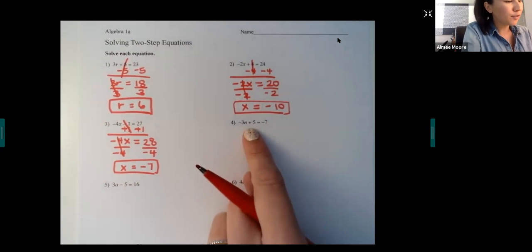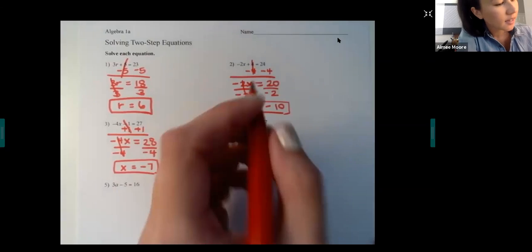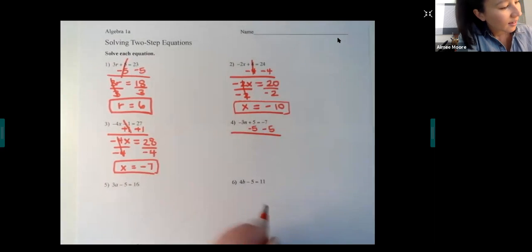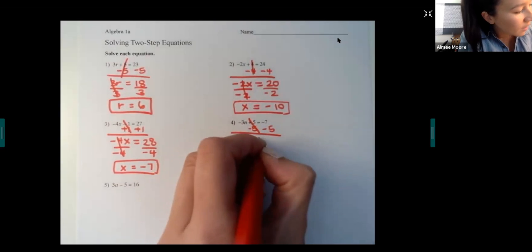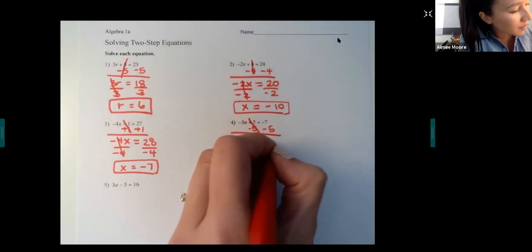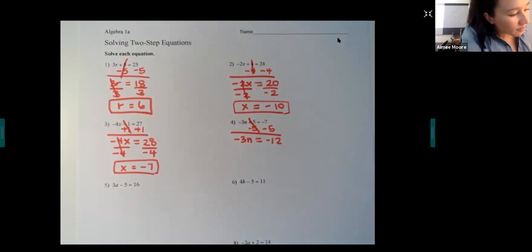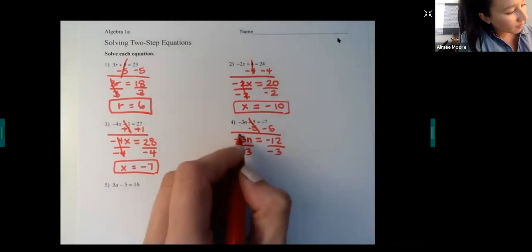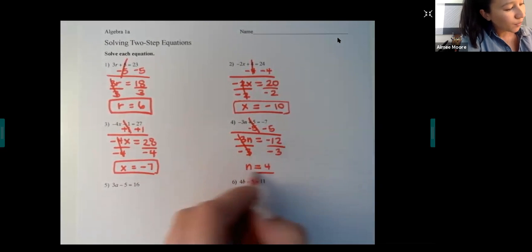Okay, Solomon, what would I do first for number 4? You would cancel out the 5 by subtracting 5 to each side. Excellent. So then I have negative 3n equals negative 7 minus 5, which is negative 12. Then you divide by negative 3 to each side. Excellent. And that gets you 4. Yep, n equals 4. Very good.